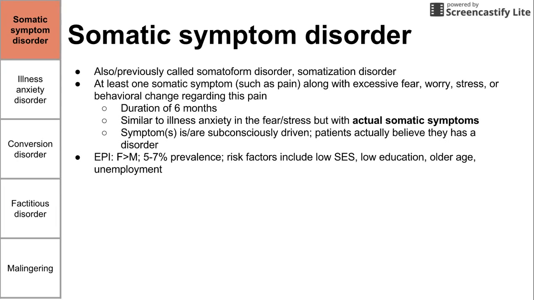A bit of epidemiology. This is more prevalent in females. The prevalence amongst the population is estimated to be around 5 to 7%, and there are a couple factors that make people more likely to present with somatic symptom disorder. This includes low socioeconomic status, low education, older age, and unemployment.